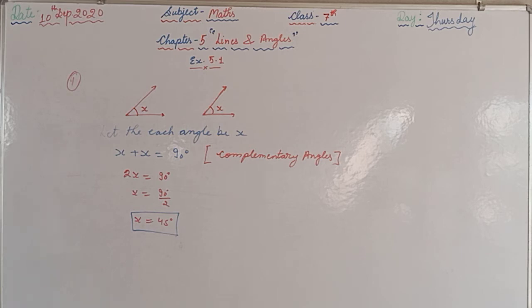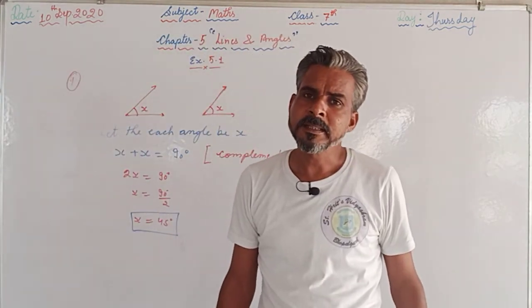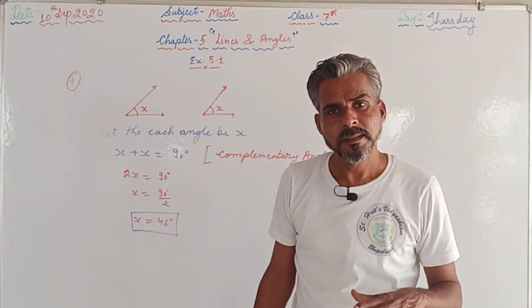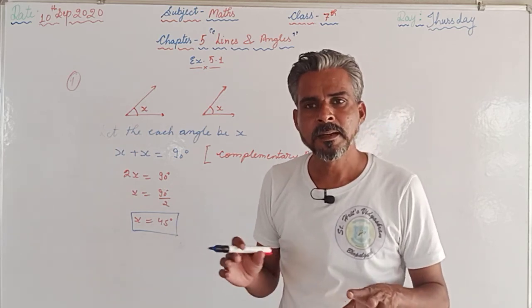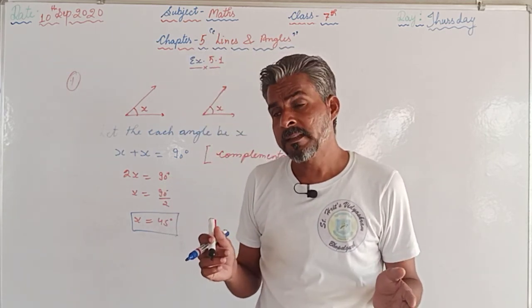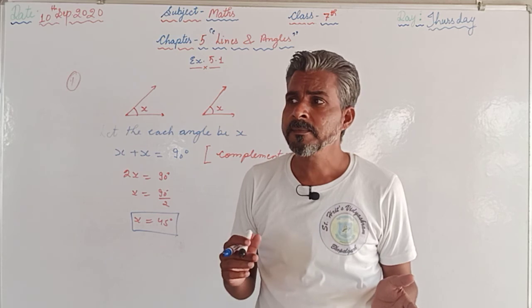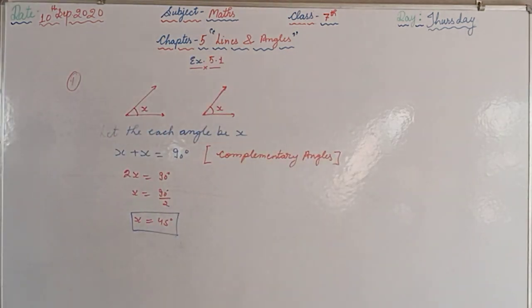Now in question number 7, can two angles be supplementary if both of them are acute? Now what are acute angles? Acute angles are the angles whose measure is more than 0 degrees and less than 90 degrees. Right angle means the measurement is fixed, that is 90 degrees. Obtuse angles are the angles whose measurement is more than 90 and less than 180. So in this question, can two angles be supplementary if both of them are acute?